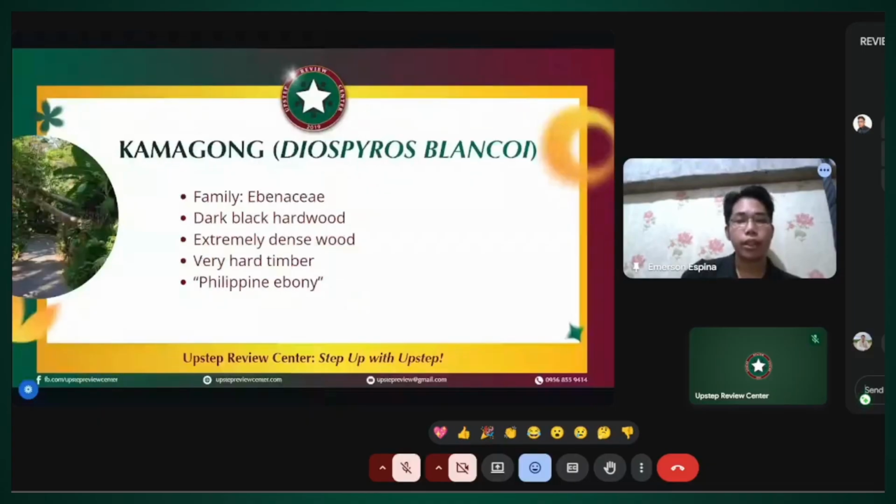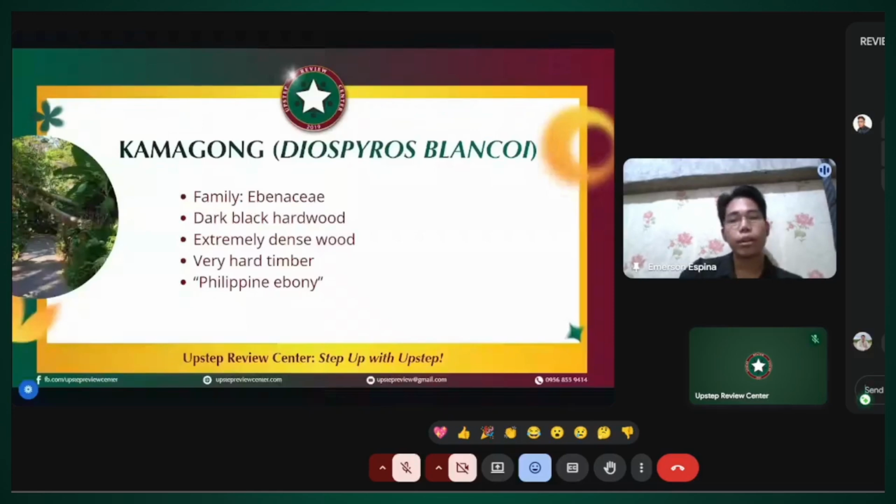And then moving forward, we have the Kamagong, the fourth species, and it's again Diospyros blancoi. So it comes from the family Ebenaceae. So the main characteristic to remember is that it's a dark hardwood and extremely dense wood, and then it belongs to premium wood products, and it's also producing luxury carving material as well.